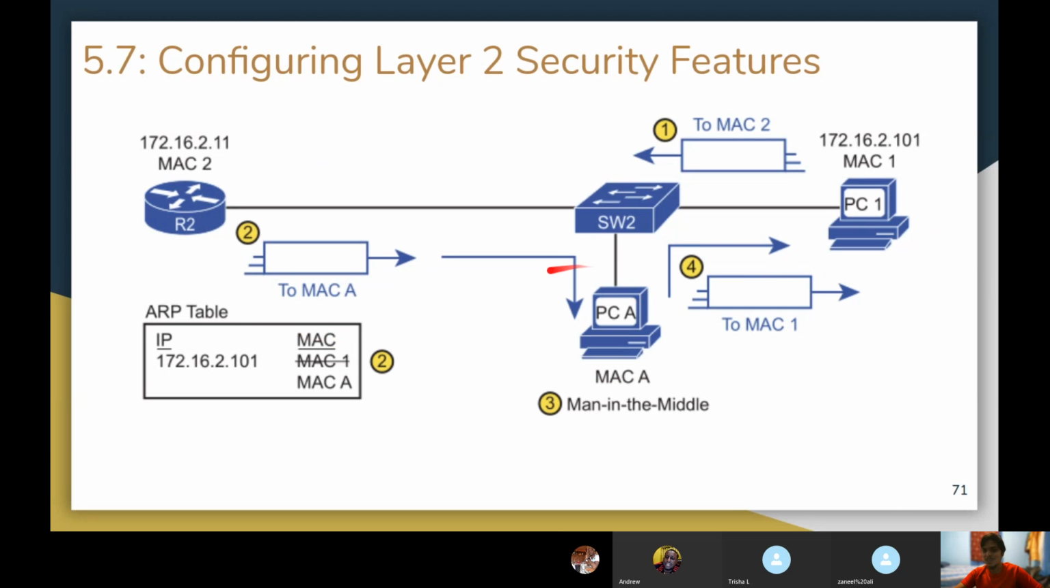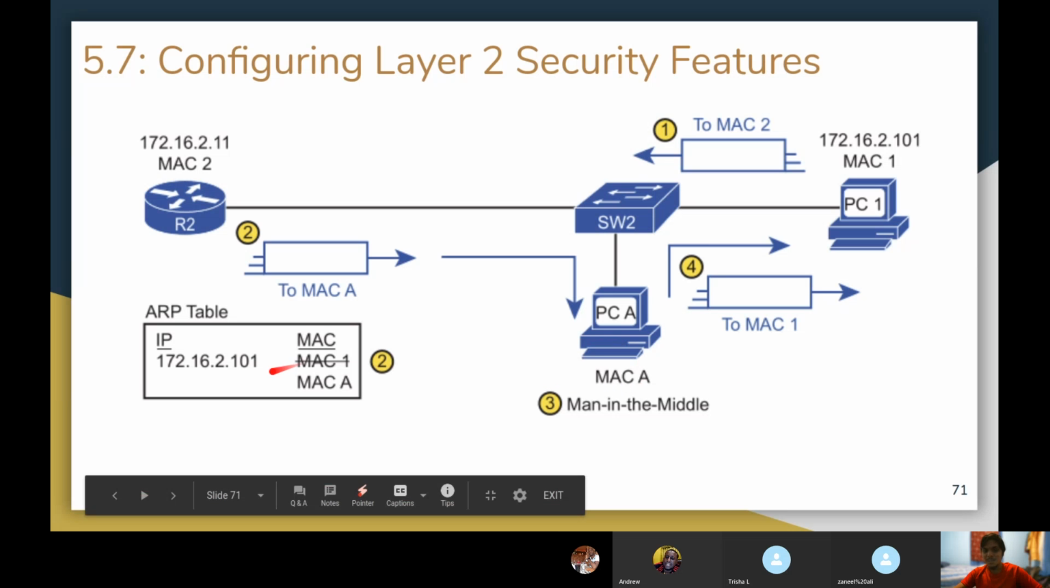It's just that these packets don't go straight to him and come back there. We have this man in the middle now because this router thinks that this IP address corresponds to this MAC address here.